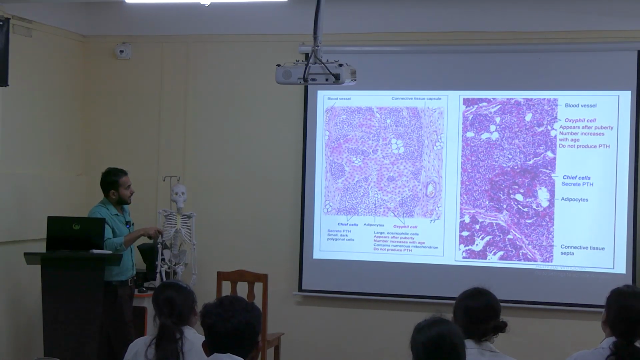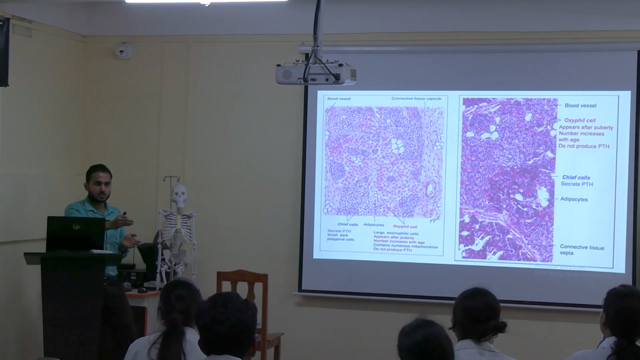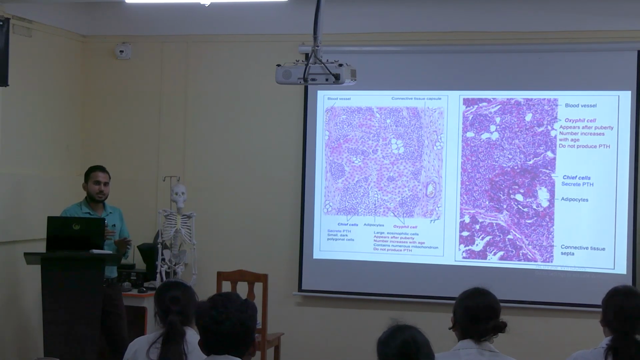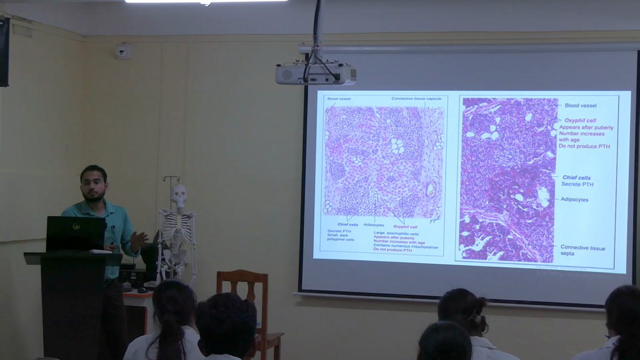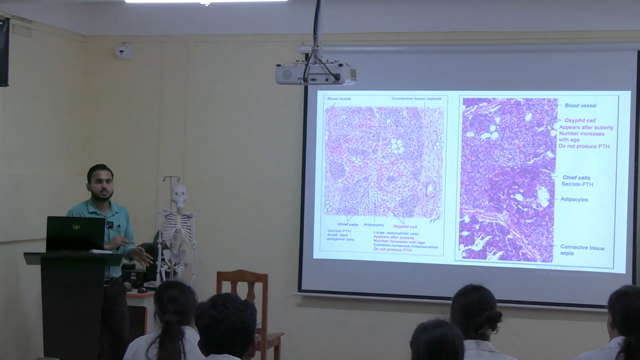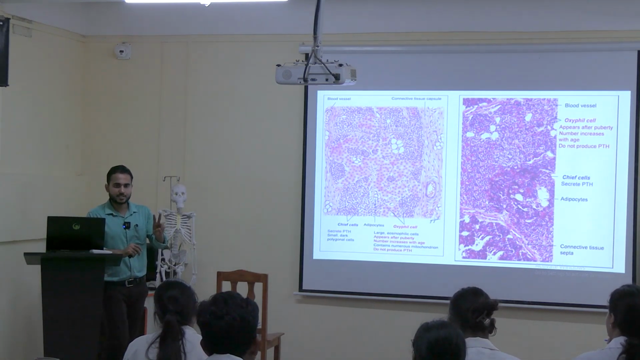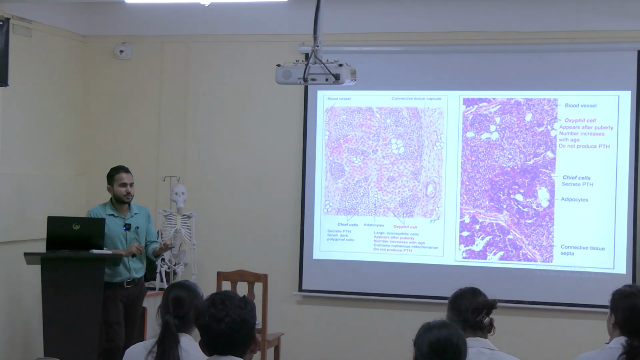Next, from the connective tissue capsule you can see the septa. The septa extending into the gland cannot divide the gland into complete lobules. Lobules are there but they are incomplete, and I hope you can see that in the diagram. Next, you can't see follicles over here. Instead, two types of cells are there. What are those cells? Principal cells and oxyphil cells.